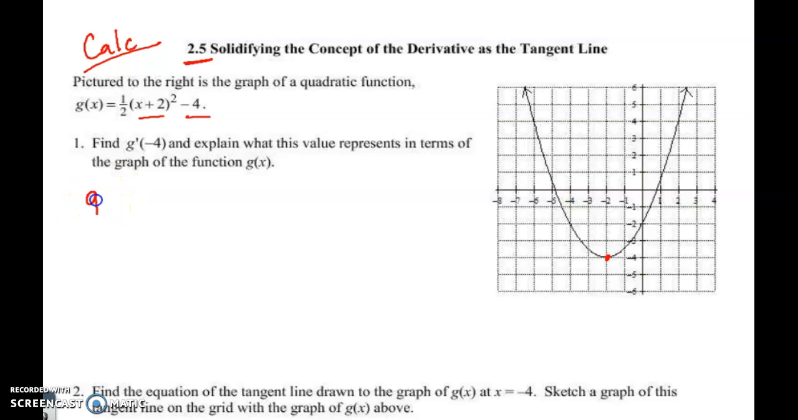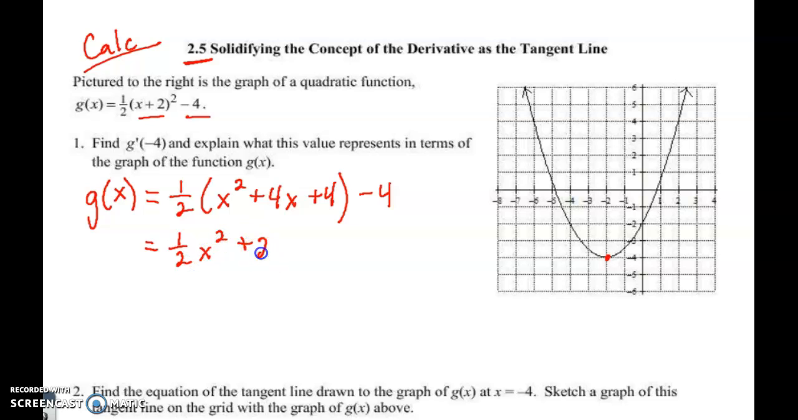Like if we were to rewrite g of x, I might be doing part 2 or a later part anyway, but I might as well show the work right here. So we'd have 1/2 times the quantity x squared plus 4x plus 4, minus 4, which is equal to 1/2 x squared plus 2x. You'd have plus 2, but that minus 4 would make that minus 2. So what I'm looking at is g prime of x would equal 2 times 1/2 is 1x plus 2.